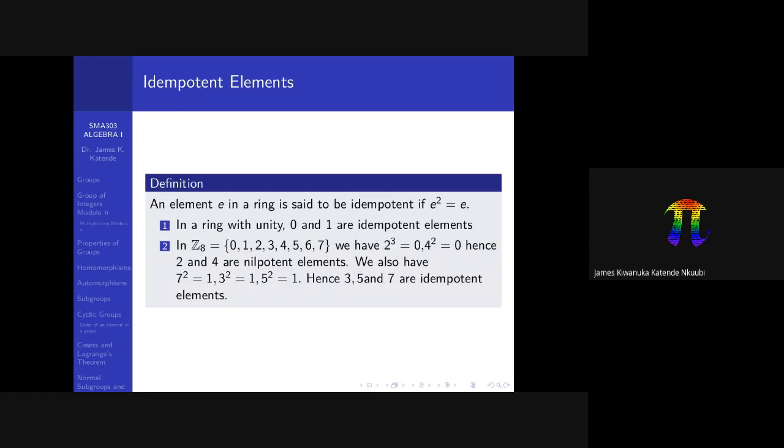So thank you for the correction. The correct statement is that 3, 5, and 7 are not idempotent elements.